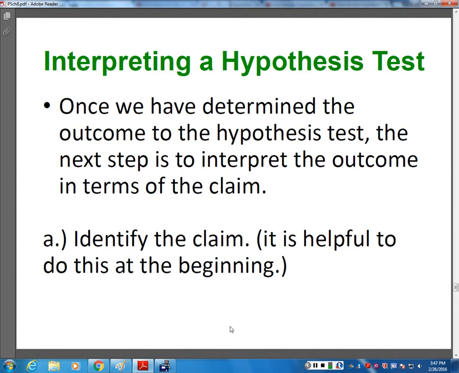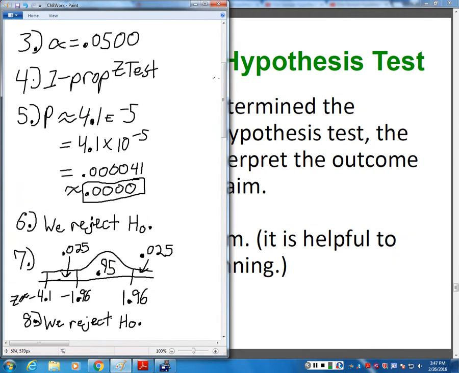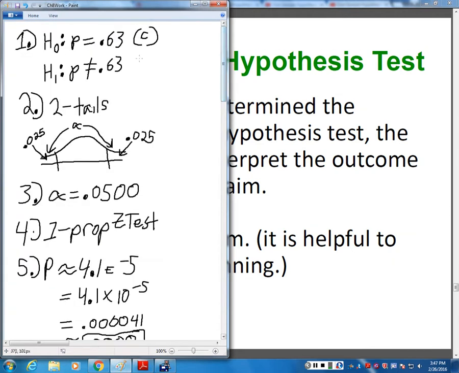The first step is to identify the claim, and it is very helpful to do this at the very beginning when you set up your hypotheses. In an earlier video, that's exactly what we did. When we set up the alternative and null hypothesis, we labeled the claim with a C in parentheses. H sub 0, the null, was the claim.